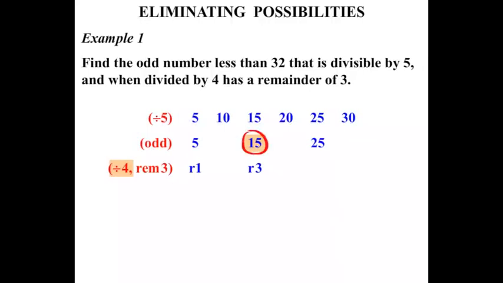So we'll circle that number. 25, if we divide by 4, well, 4 goes into 25 6 times, with a remainder of 1. So the only one we've circled is 15. The number is 15. Very good.